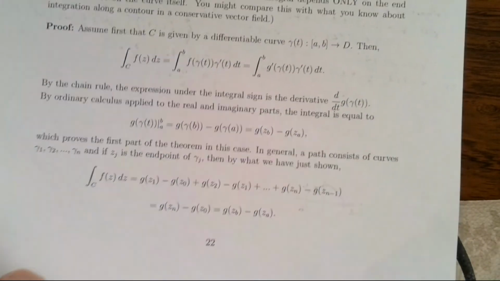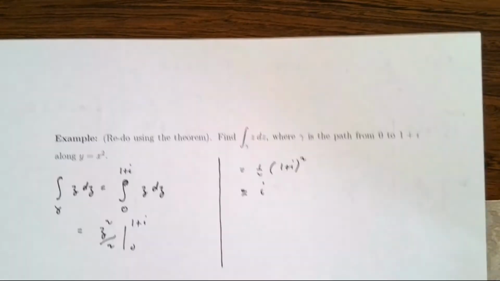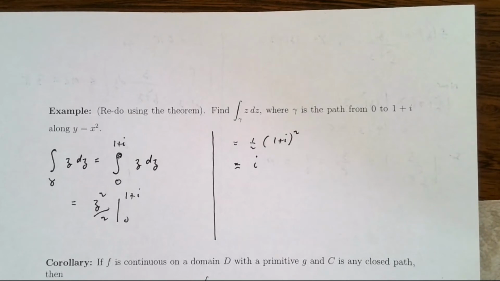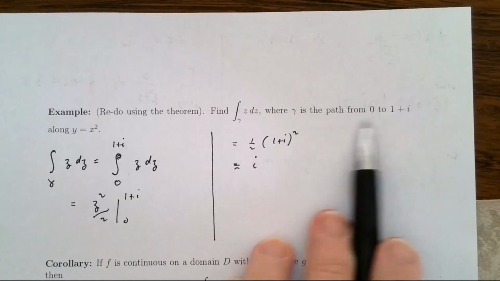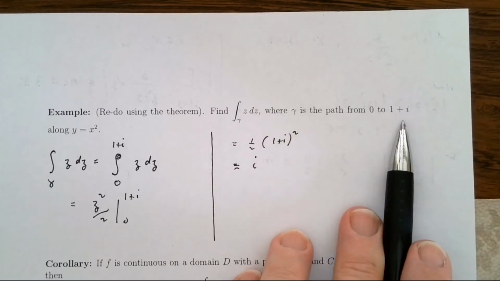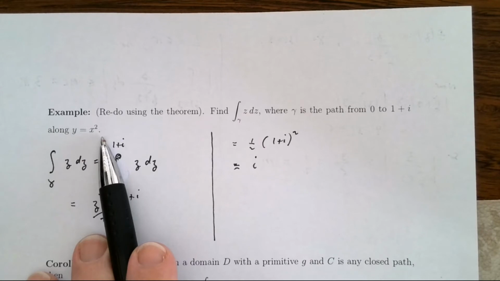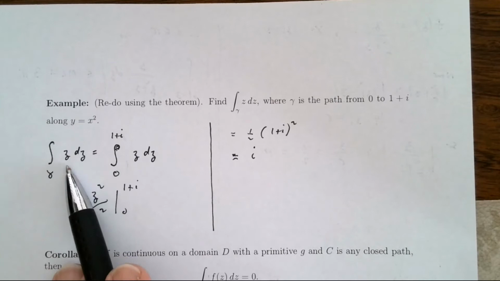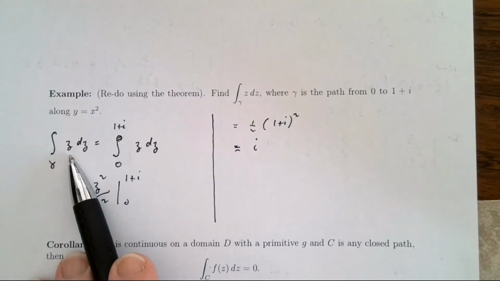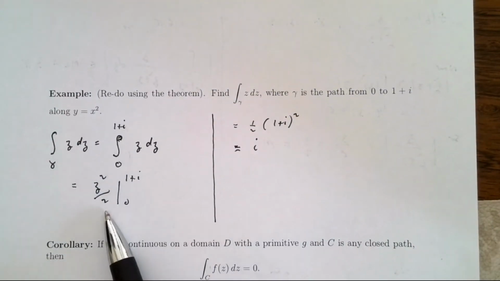So, just as an example, to redo that example we did before, we did the integral of z dz, where gamma is a path from 0 to 1 plus i, and we did that by parametrizing the path. We're going along the parabola y equals x squared. And because we can find a primitive of z, what am I going to do? I'm going to take z squared on 2 as the primitive, and z squared on 2 is analytic. So z in fact has an analytic primitive. There it is, z squared on 2.